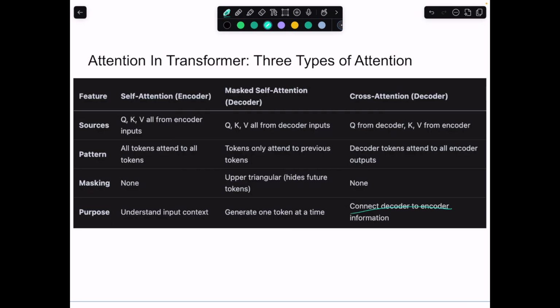Here's a table to summarize the difference. So self-attention in the encoder helps understand the input context. And self-attention in the decoder understands the output context and generates one token at a time. For cross-attention, it helps the decoder to learn from the encoder.